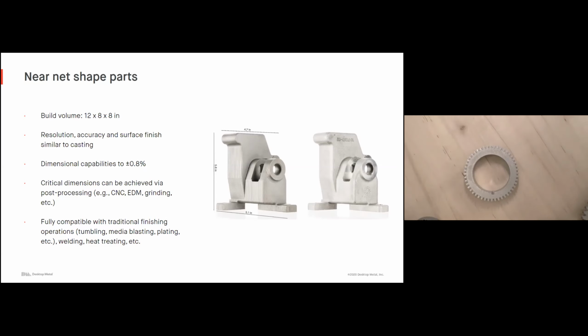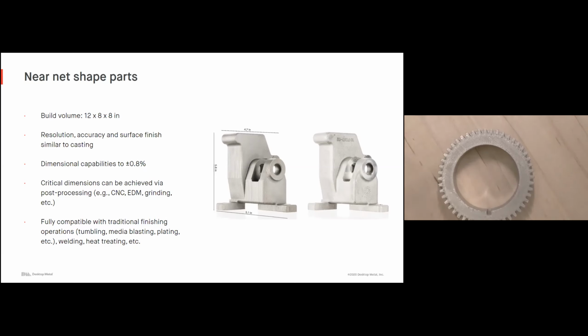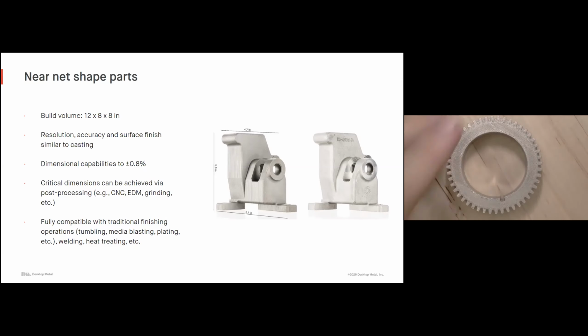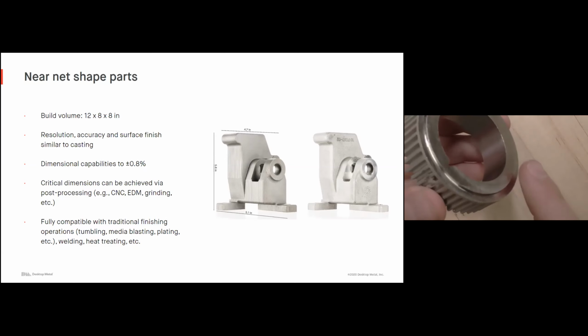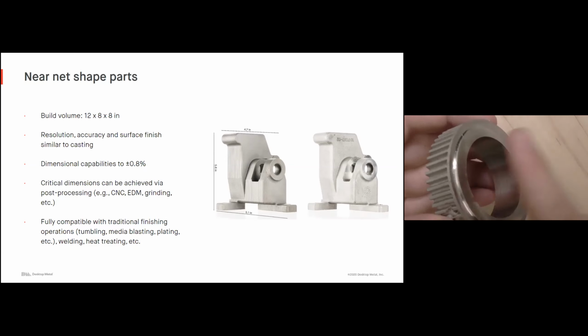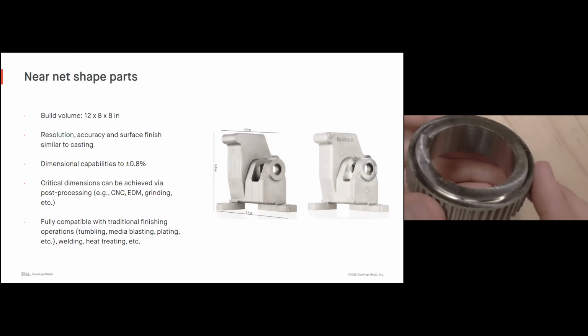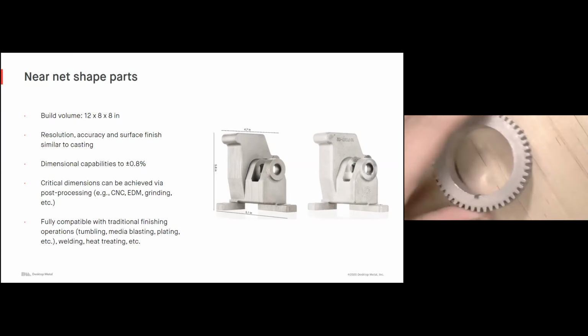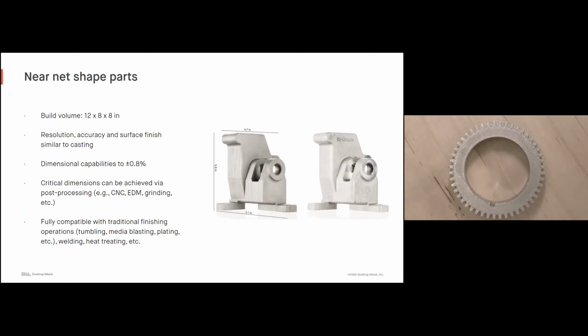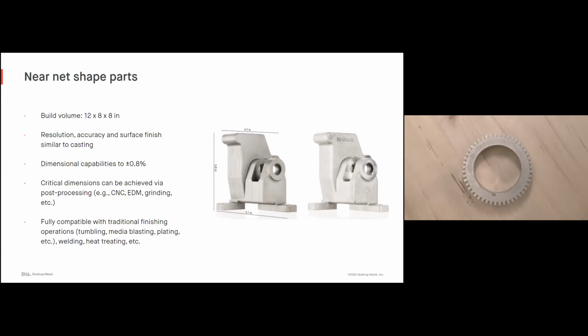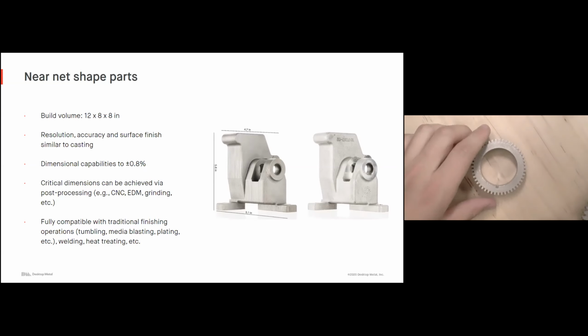So for example, on this gear here, I printed this part, debound this part, sintered this part, but I needed a critical dimension on the inner diameter. So what did I do? I threw it onto a lathe. I turned down just the last 0.5 millimeter of my inner diameter here to get that critical dimension, and now I'm ready to install it into my application. That's much easier than trying to machine this entire gear out of a wrought 17-4 material. Another thing, these parts are fully compatible with traditional finishing operations, matte finishing.